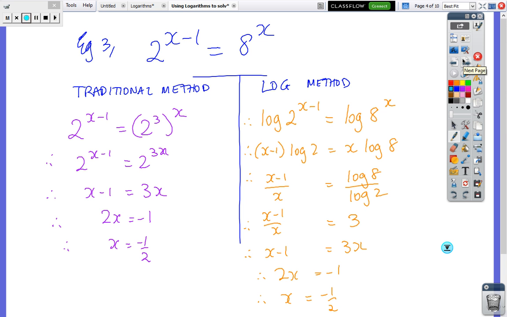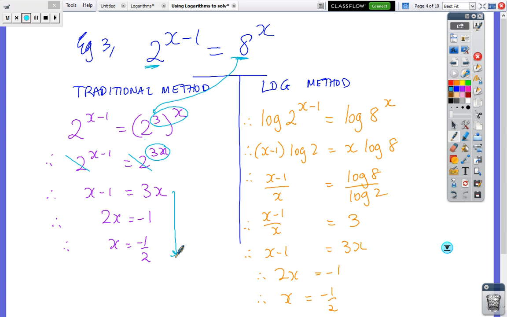Okay, so now the next one is we've got x's on both sides. Now I'll show you the traditional method, then I'll show you the log method. So the traditional method would be, well, 2's and 8's have a common base of 2, so 8 is 2 cubed, and then power inside and the power outside is a multiply, and once you've got 2 to the x minus 1 equals 2 to the 3x, you can forget about the 2's because the base is the same, and then you just solve the equation and you get minus a half.